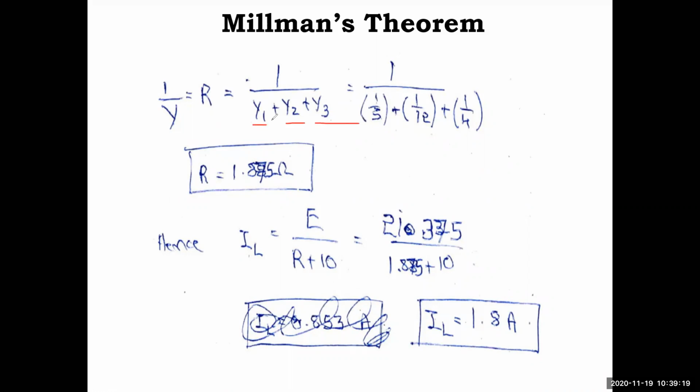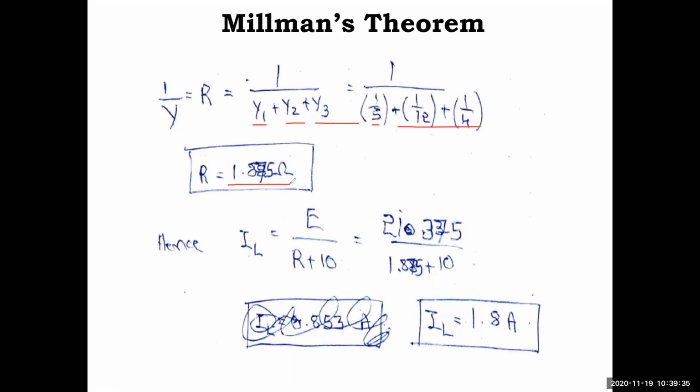So admittance wise they are in series, right? So impedance wise they are in parallel. So 1 by Z1, that is what is written here. 1 by 12, 1 by 4. Okay, if you work out this value, you'll get 1.875 ohm.